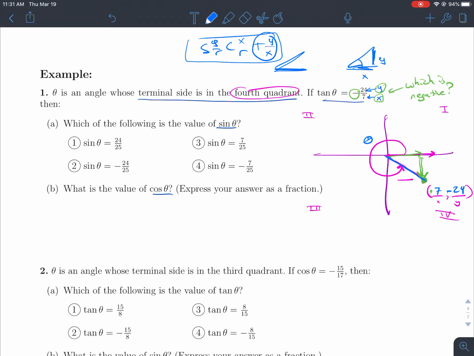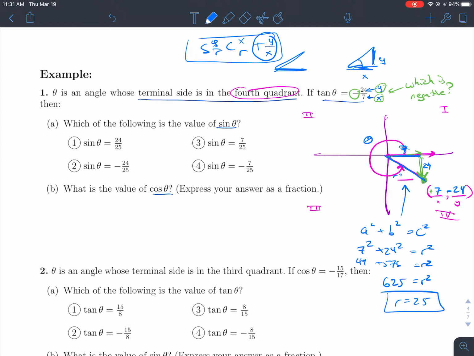And so our radius can be found the exact same way that we found it before. We use the Pythagorean theorem because our triangle has side length 7. And even though we're going down 24, it has a length of 24 down. So we're going to do a squared plus b squared equals c squared, or radius squared. And so we'll do 7 squared plus 24 squared equals r squared. 49 plus 576 is equal to r squared. 625 is equal to r squared, and r is equal to 25.